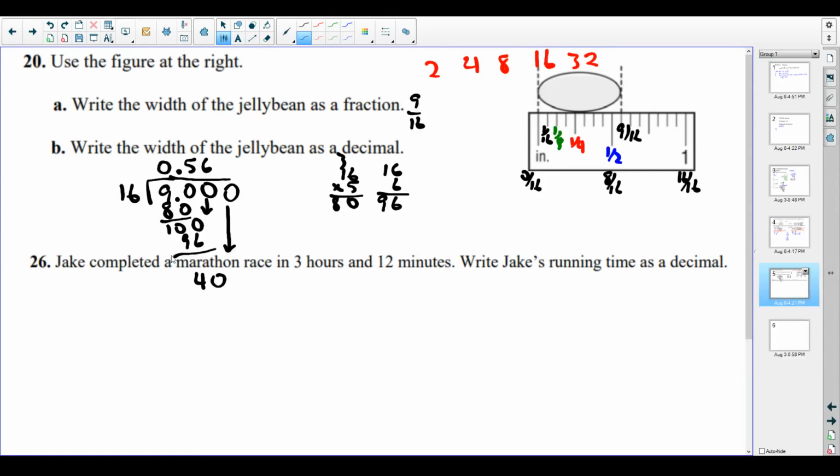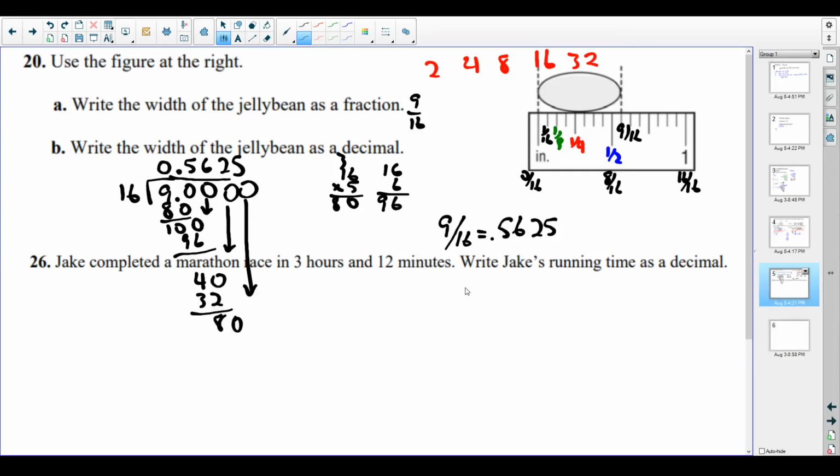Okay. So 16 goes into 40. Well, 16 times 2 is 32. I can't go over that. It's going to be 32. And then we get 80. There we go. That's a familiar number. So 16 goes into 80. We figured that out earlier. Is 5 times. So 9/16 is equivalent to 0.5625.